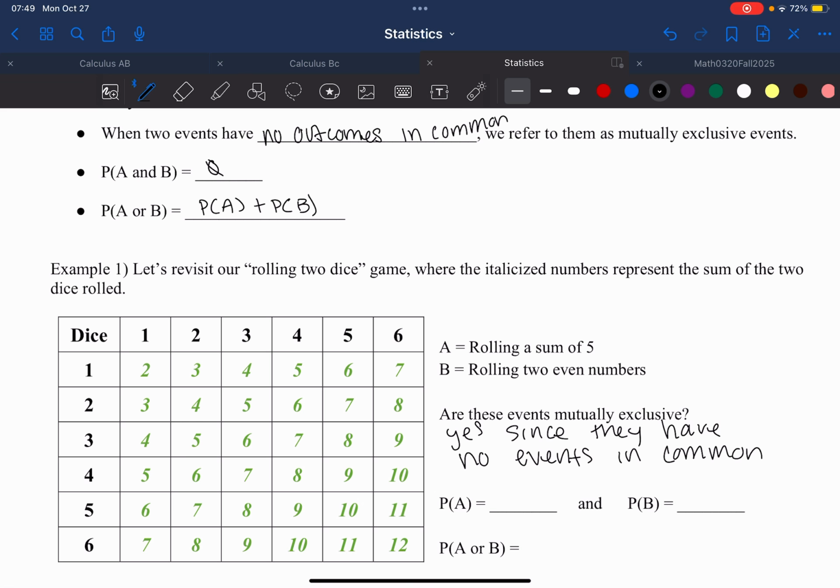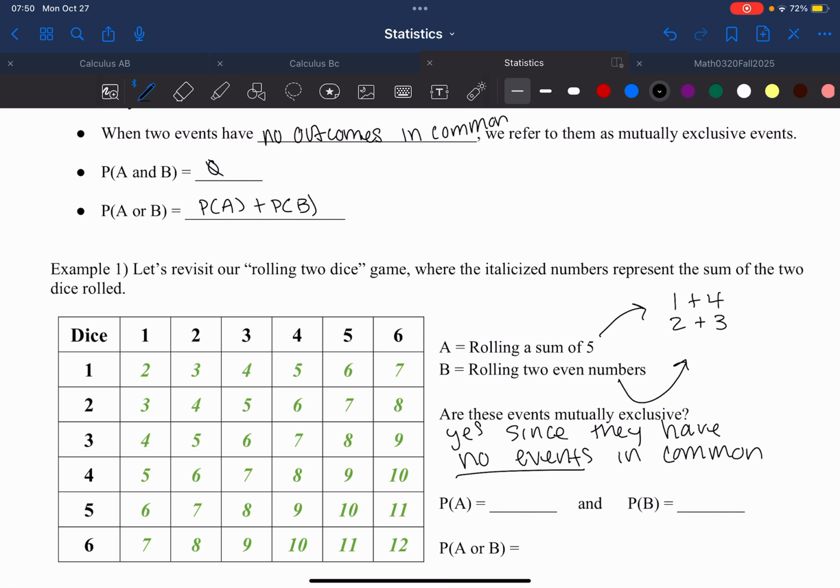Or in other words, look at A, rolling a sum of 5. Well, what are the only ways we can roll a sum of 5? We could do 1 plus 4. We could do 2 plus 3. I think that's it, right? 1 plus 4 and 2 plus 3 will give us a sum of 5. Well, the other event is rolling 2 even numbers. If we look back at this event, notice that we have odd, even, even, odd. So they're not going to be 2 even numbers. So this is not going to occur at the same time, which means that they are mutually exclusive because they have no events in common.